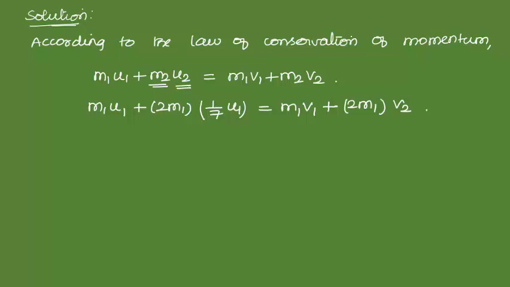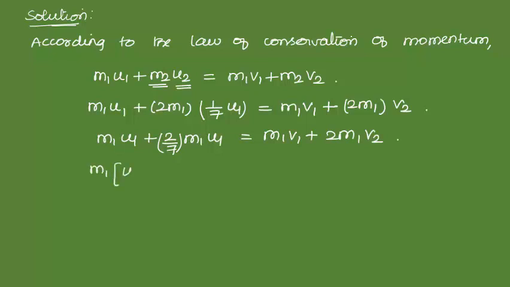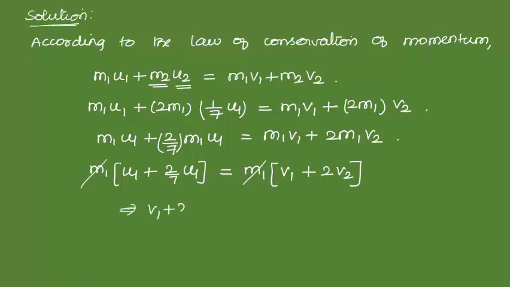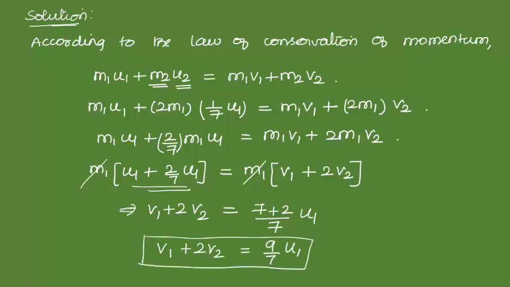We can simplify this equation as m1 u1 plus 2/7 m1 u1 is equal to m1 v1 plus 2 m1 v2. By taking m1 as a common term, u1 plus 2/7 u1 on the left, and on the right hand side, taking m1 outside, v1 plus 2 v2. Now we can cancel m1 on both sides. Then we obtain v1 plus 2 v2 is equal to u1 plus 2/7 u1, which is (7 plus 2)/7 u1 by taking LCM. So this is 9/7 u1. So v1 plus 2 v2 is equal to 9/7 u1. We can keep this as equation 1.